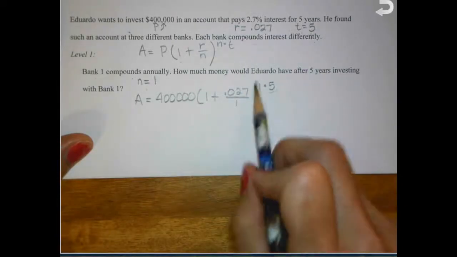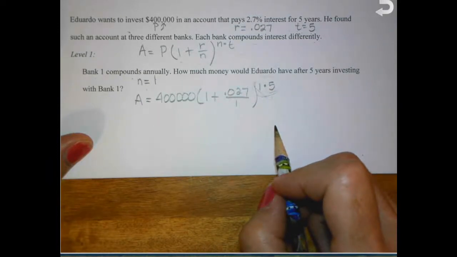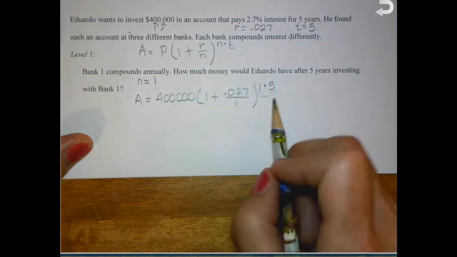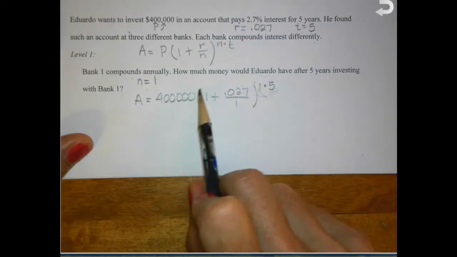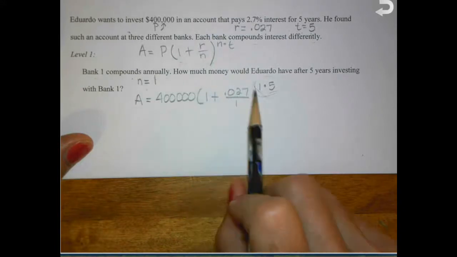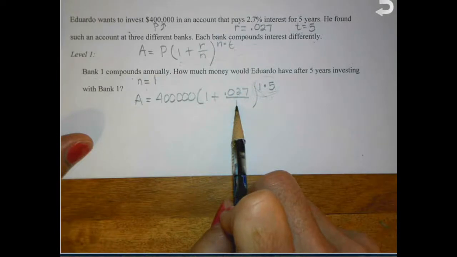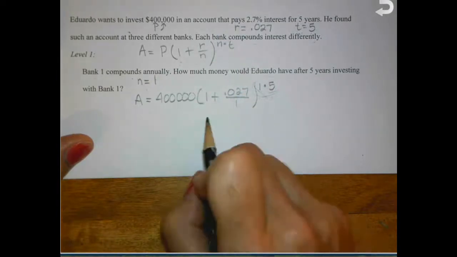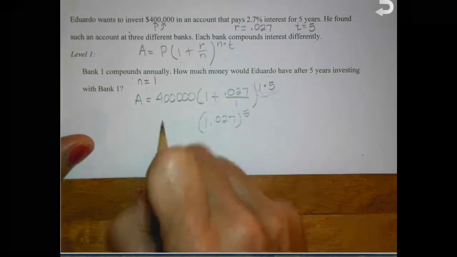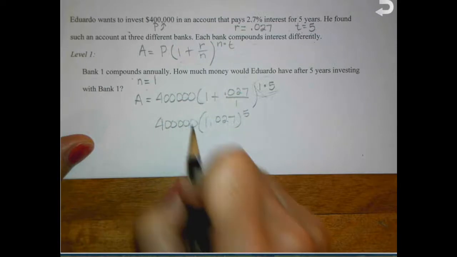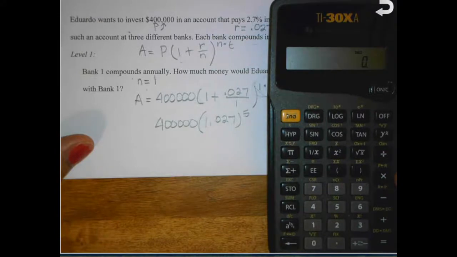Now I know 1 times 5. I should always calculate this first in case it's a difficult one. Sometimes you have 24 times 7 or some crazy number like that. So we'd want to multiply these first. That's just going to be a 5. And then when I look inside the parentheses, I can see that I can do all this in my head. 0.027 divided by 1 is just 0.027. And when I add 1 to it, I'll have 1.027 raised to the 5th power, and then multiplied by 400,000. Now that's all I can do on my own.